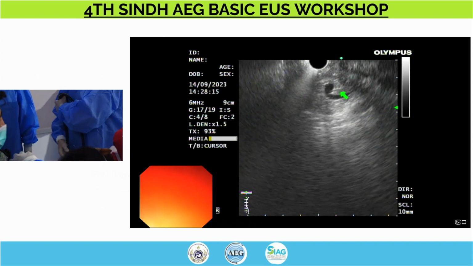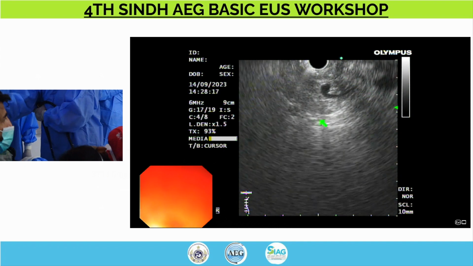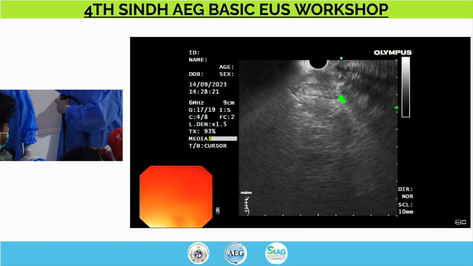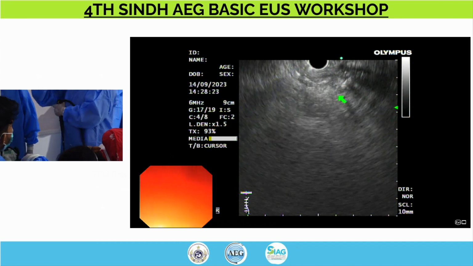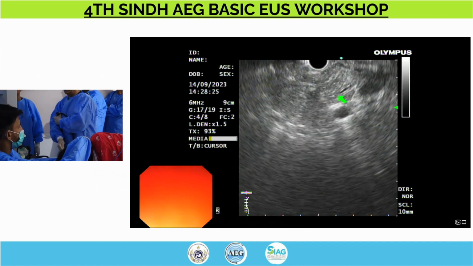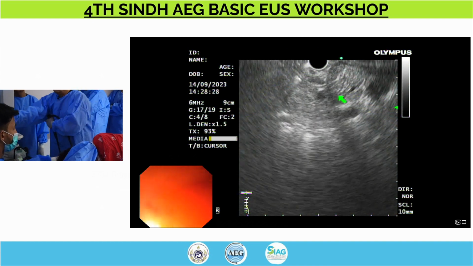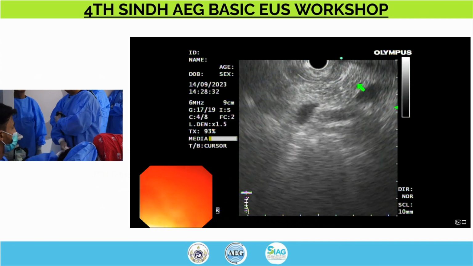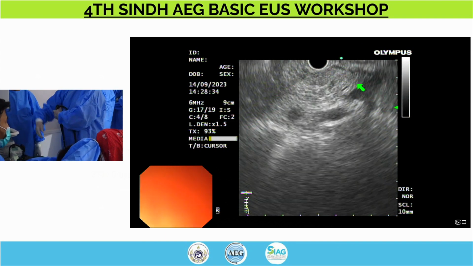So I'll pull it back a little bit. Now I will forget about this area. I'm going to focus more on this area because if you move the transducer a little bit, it can change the orientation differently. We saw the head area. This is the duct right there. I'm going into the neck area, gently pulling the scope back.